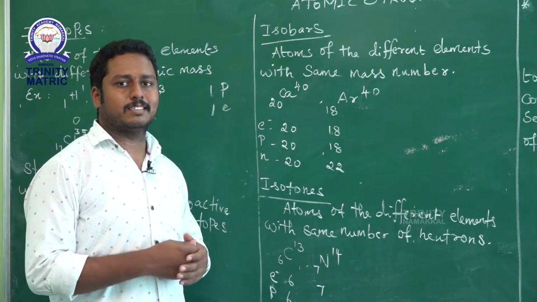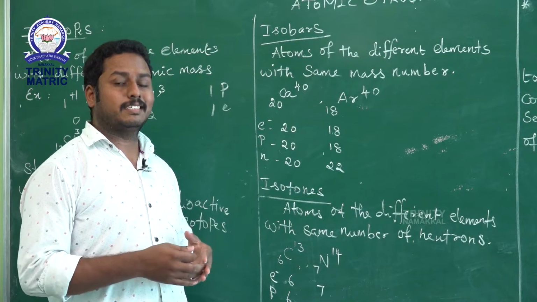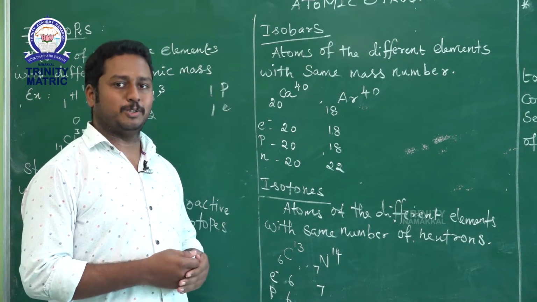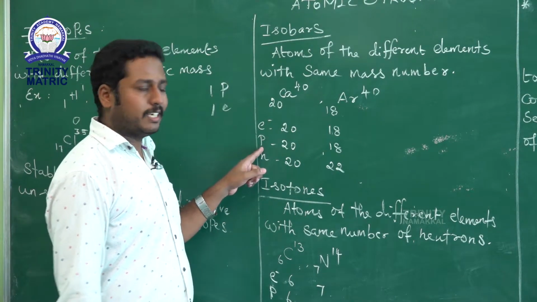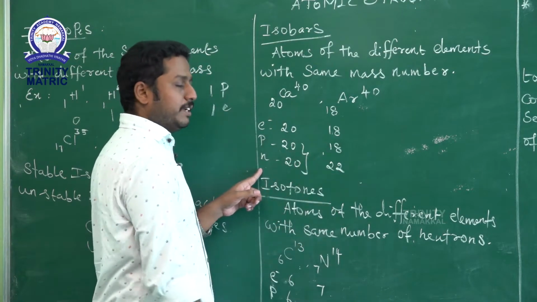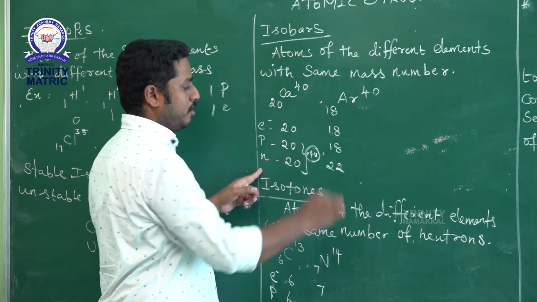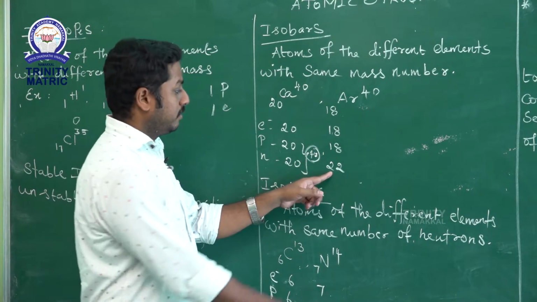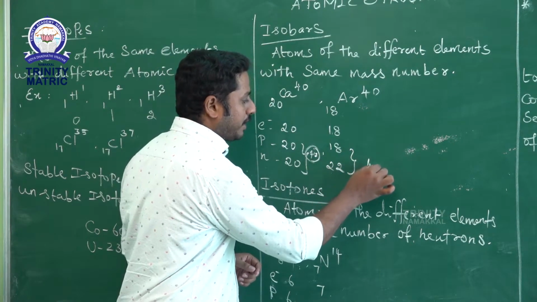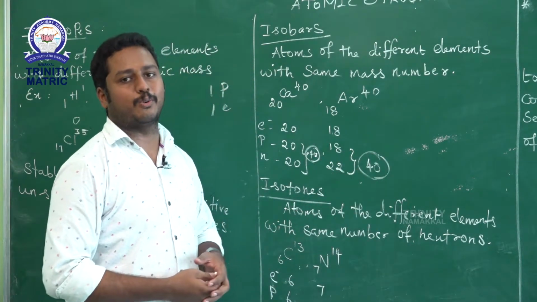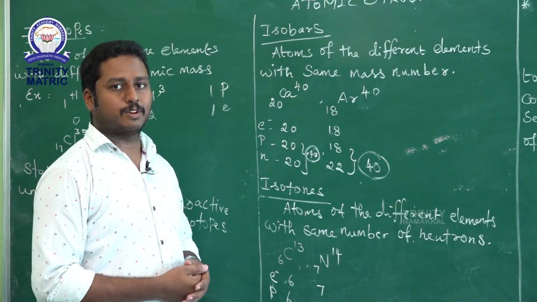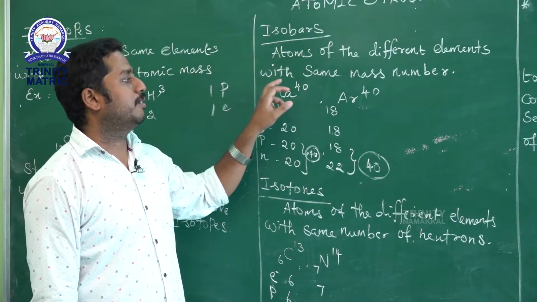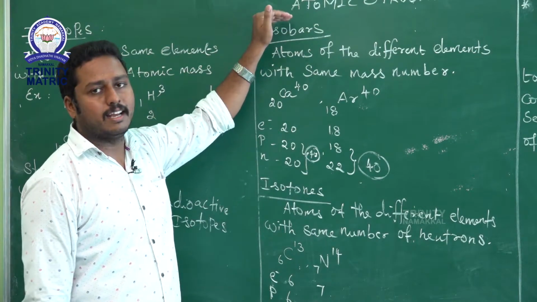The subatomic particles are not equal, but consider the nucleons. What is meant by nucleons? It is the sum of the protons and neutrons. Here the proton number is 20 and the neutron number is 20, so 20 plus 20 is 40. Here the number of protons is 18 and neutrons is 22, and the sum is also 40. So the number of nucleons is equal. That is why atoms of different elements with the same mass number are called isobars.